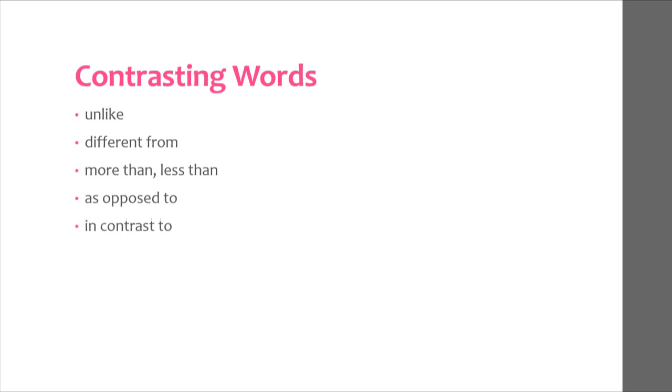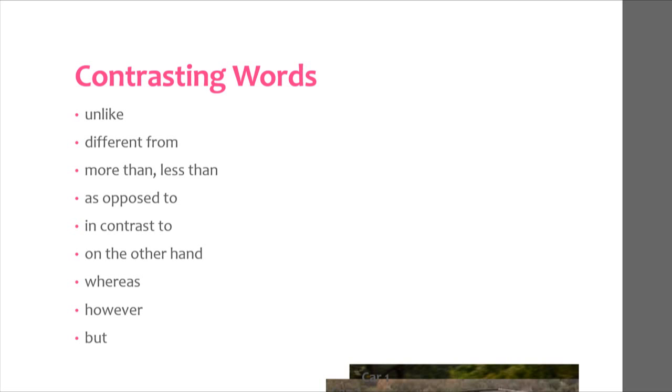So like we have words for comparing, we also have different words for contrasting. And these words, like I said, are clues of how we know that we're talking about differences instead of similarities. Some words, for example, are unlike, different from, more than or less than, as opposed to, in contrast to, on the other hand, whereas, however, and but. And all of these words have some idea in them already of disagreement or of being different. And that is how we know that they're contrasting words.